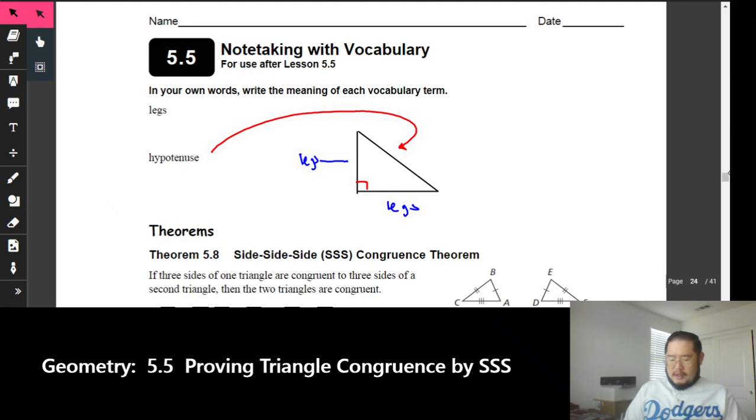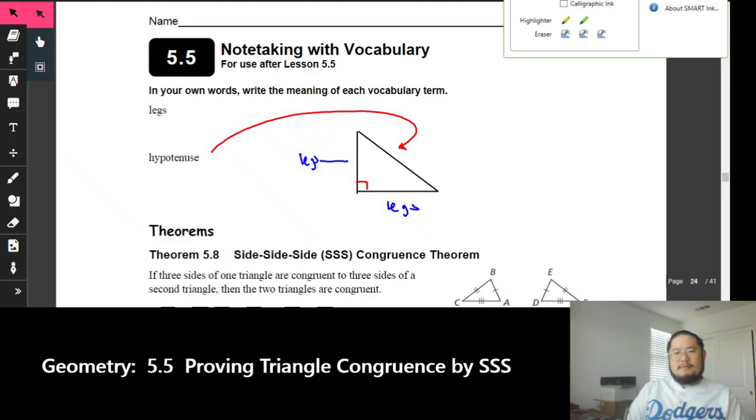Kind of adding on to that, remember, if this angle right here is 90 degrees, then these two acute angles will add up to be 90. So these two angles are going to be less than 90, or acute, and therefore, remember, the bigger the angle, the bigger the opposite side. So if these angles are smaller, then the sides opposite of them will be small as well.